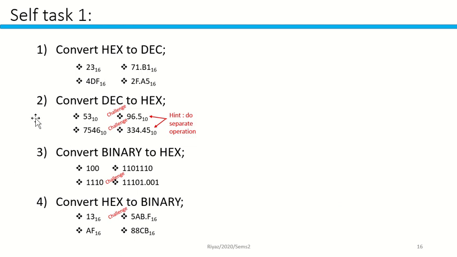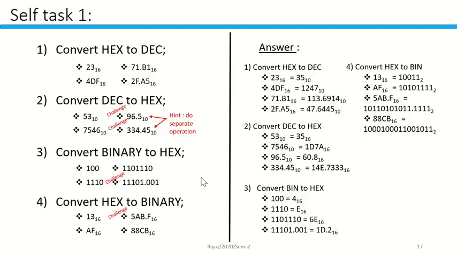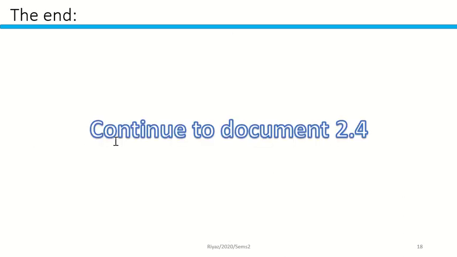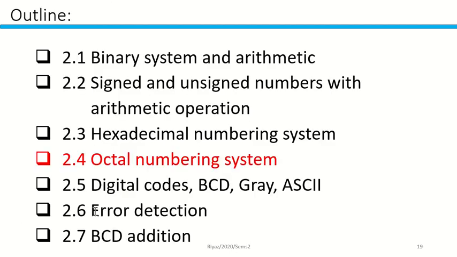So this is a self task. There are 4 questions: hexa to decimal, decimal to hexa. These 2 questions are a little challenging, have a look at that. Then you have binary to hexa and also hexa to binary. So these are some of the questions, and this is the answer, so you can compare your answer with mine. And in the end, for the next chapter, 2.4, we're going to look at the octal numbering system later on.